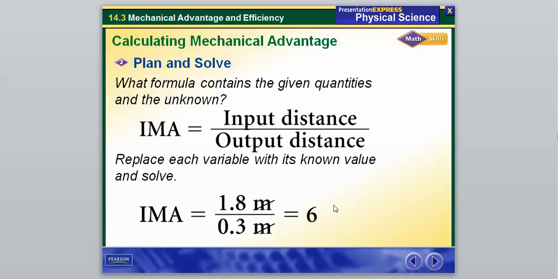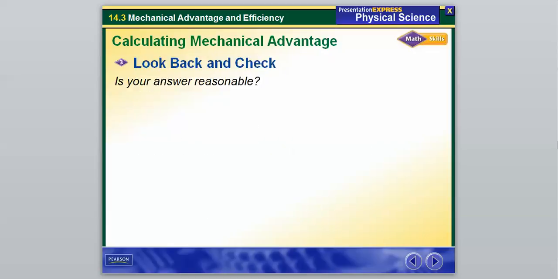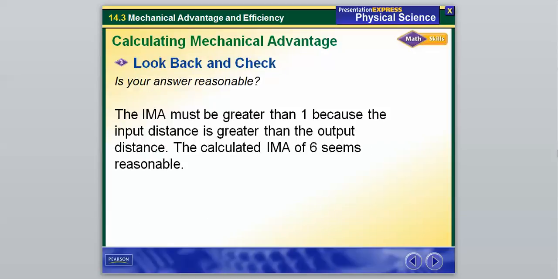So when we talk about mechanical advantage, there is no label because we took meters over meters. The meters cancel each other out, and so we just have a number, which is 6. And is our answer reasonable? It says yes, because our input distance is greater than the output distance, and then it seems reasonable.